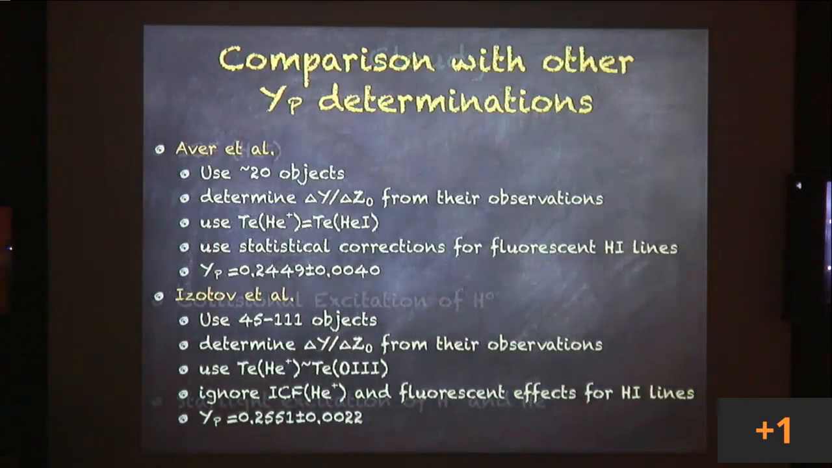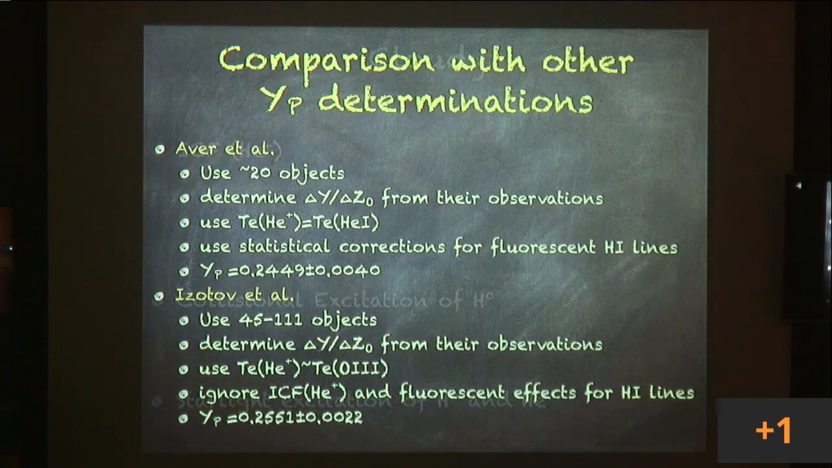Our comparison with the other groups goes like this. They use more objects than we do. Aver uses about 20 objects. Izotov and company have used up to 100 objects, even if the last paper was only 45 objects. They determine the chemical evolution from within their own observations. We do it from outside data. The temperature used to determine the helium is different. Aver uses a temperature derived from helium-1 lines. Izotov uses a temperature derived from collisional lines, and there is a difference between those two things.